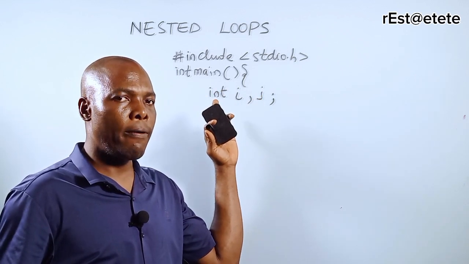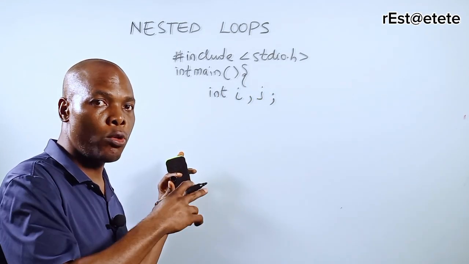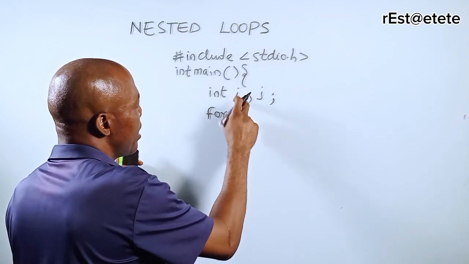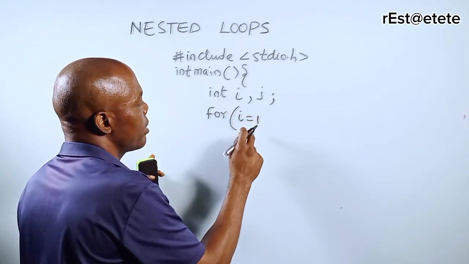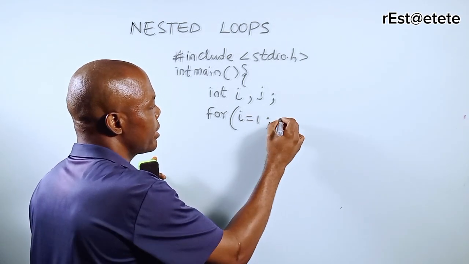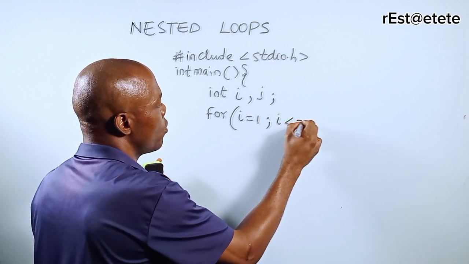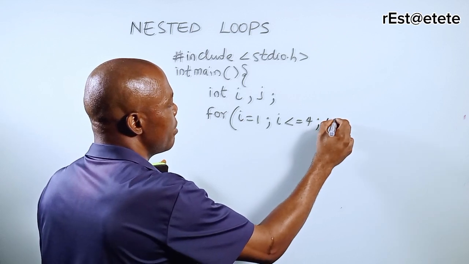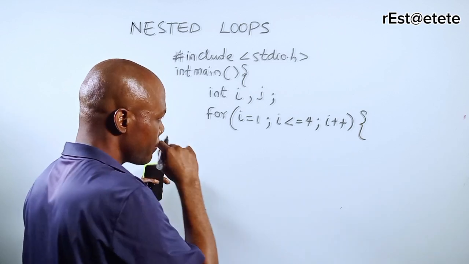So I declare two variables, then I'm going to write a nested for loop. So I will say for, and inside this place, I will initialize my i, I'll say i = 1. So I'm assigning 1 to i. Then I'll do this. Then my condition, i less than or equal to, let's say, 4. Then I'll do this. Then I'll say i++, and then I'll go in.